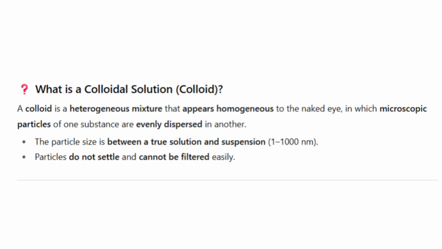What is a colloidal solution, a colloid? A colloid is a heterogeneous mixture that appears homogeneous to the naked eye, in which microscopic particles of one substance are evenly dispersed in another. The particle size is between a true solution and suspension, 1 to 1000 nanometers. Particles do not settle and cannot be filtered easily.